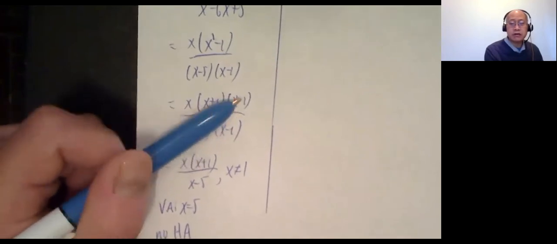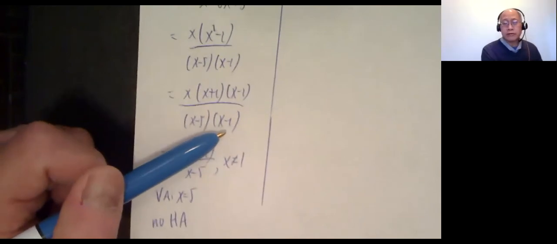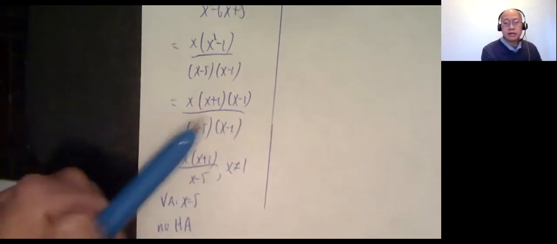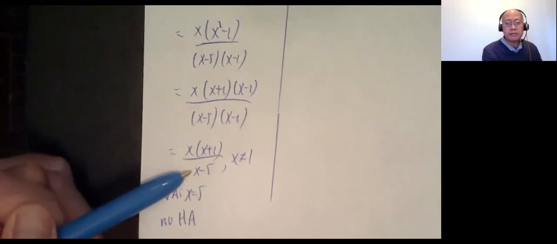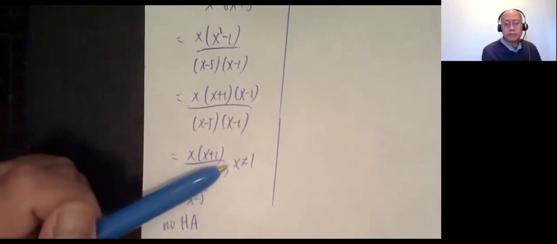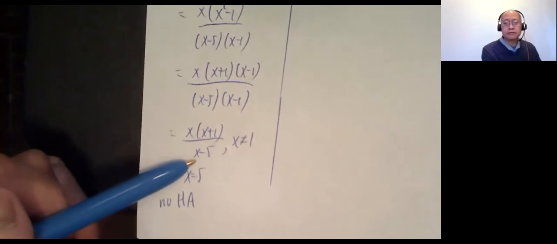See how these two cancel out? That basically gives you a hole. You have a removable discontinuity. So I cross this out. I have x times x plus 1 divided by x minus 5, where x is not equal to 1. So the only vertical asymptote is x equals 5.